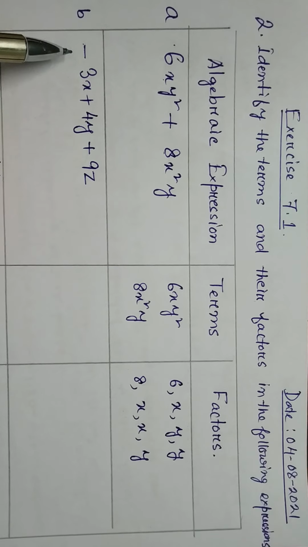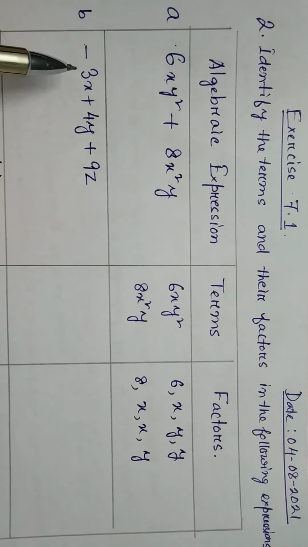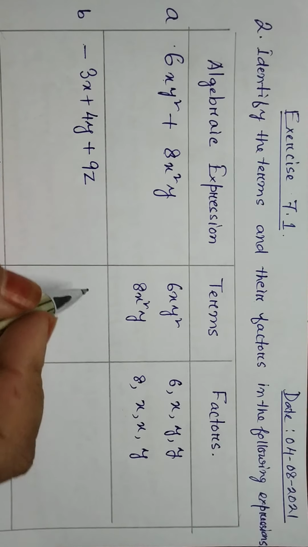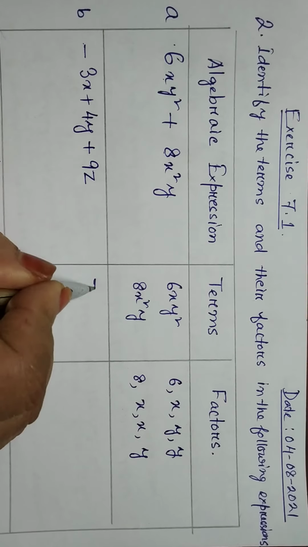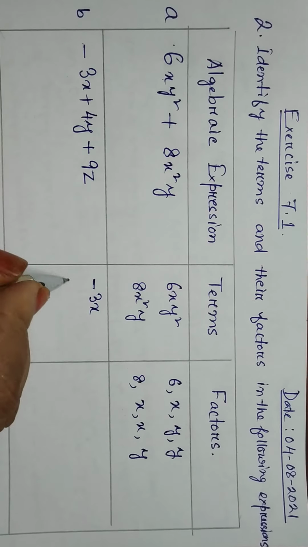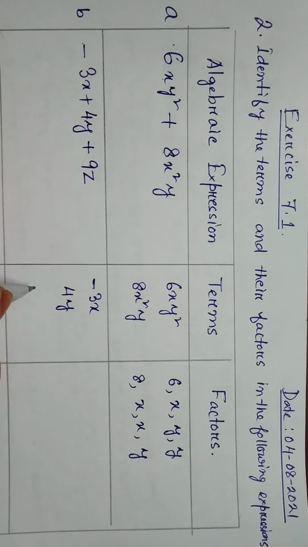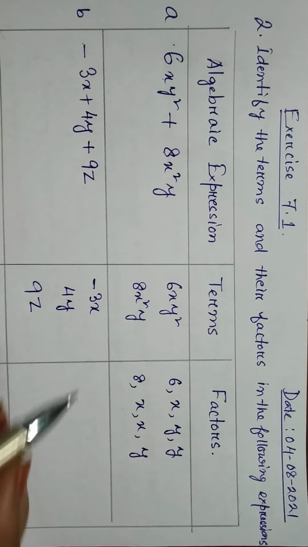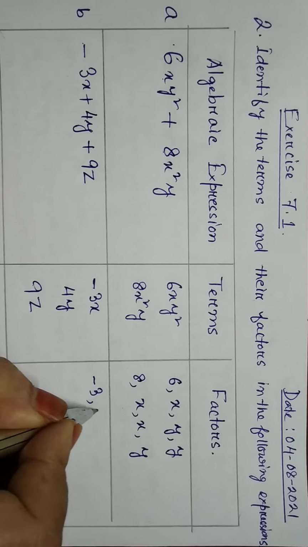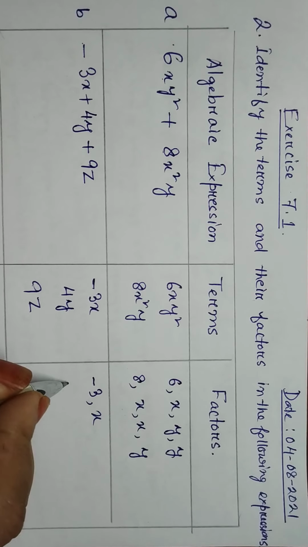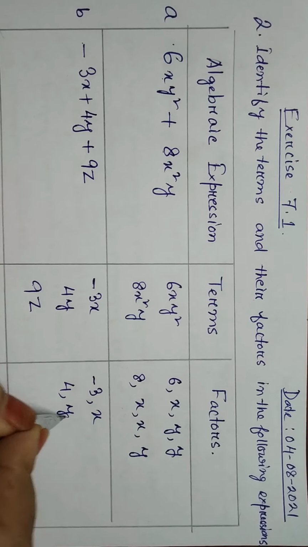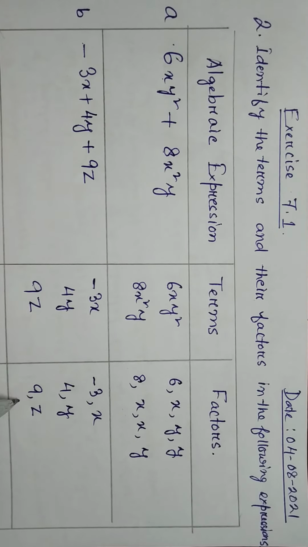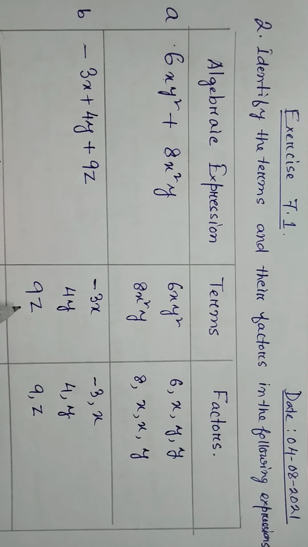In question number B, the algebraic expression is minus 3x plus 4y plus 9z. In this expression, the first term is minus 3x, the second term is 4y, the third term is 9z. Now in the term minus 3x the factors are minus 3 and x, in 4y the factors are 4 and y, and in 9z they are 9 and z. These are the factors of each term.